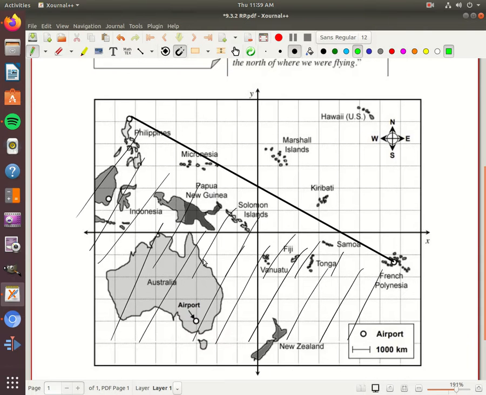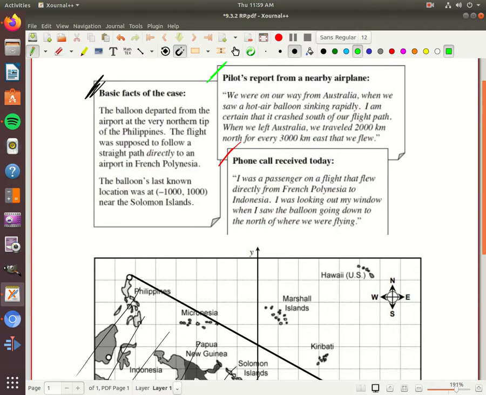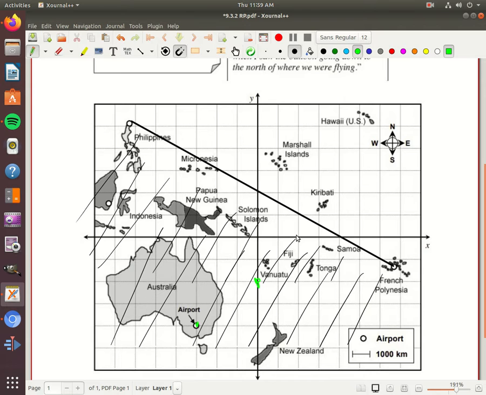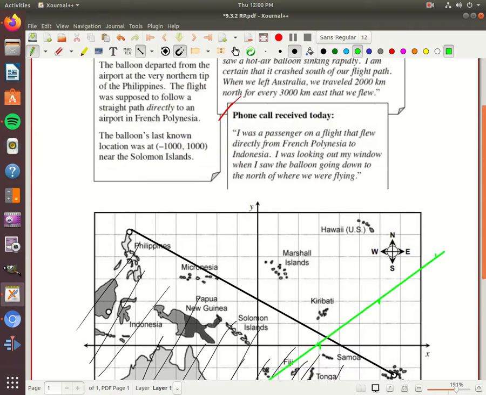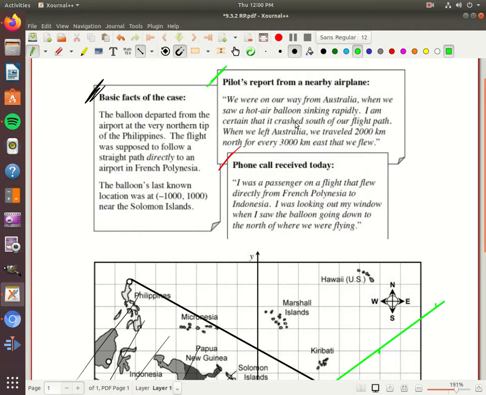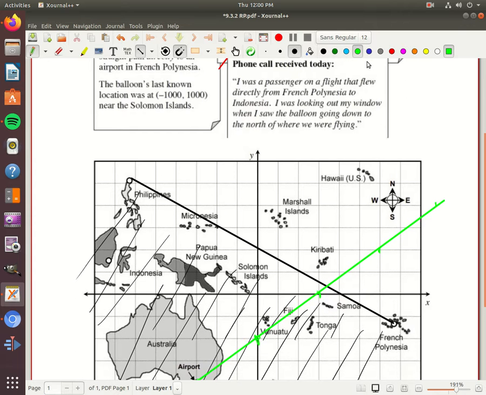So they were in Australia at the airport. So they were here. They went up over 3. Do I have that right? 2 north, 3 east? 2 north, 3 east. Okay, so we're going to get something like this. And again, it says I am certain it crashed south of our flight plan. So I can go over here, and I know that they crashed somewhere to the south.